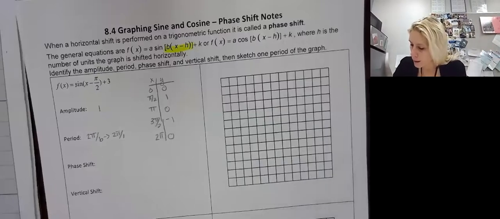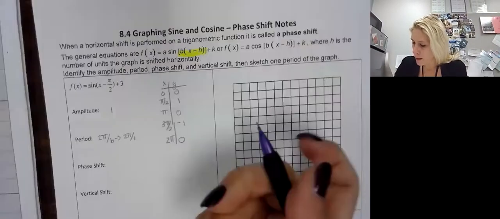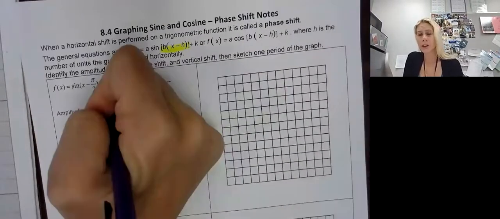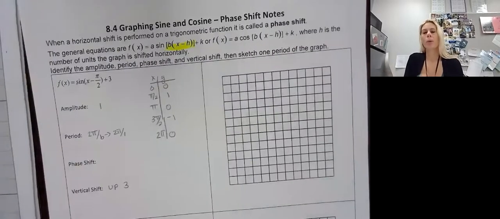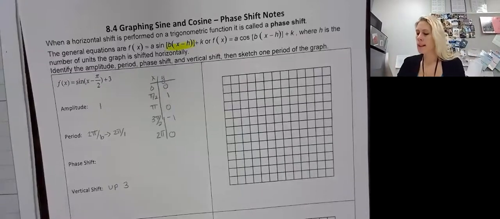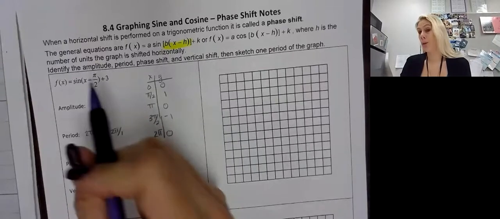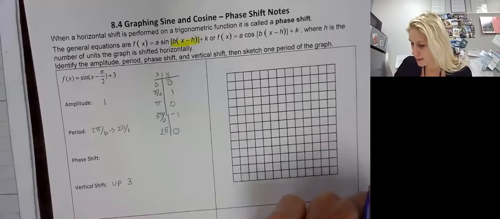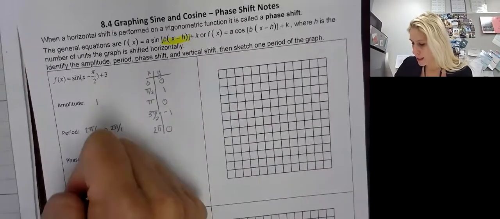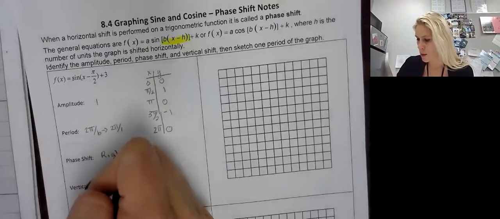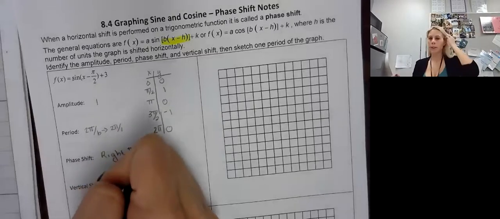So we're going up 3 because it's a positive. Now we're on the phase shift. We're going left or right. But remember, what we do to the inside is kind of like the opposite. So here I see minus pi over 2. So minus, so we're going to the right because it's the opposite. So we're going to the right pi over 2.